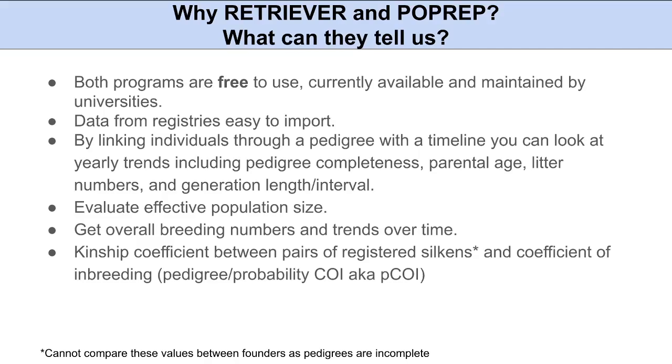We can also evaluate effective population size, get overall breeding numbers and trends over time, and we can evaluate the kinship coefficient between pairs of registered silkens and the coefficient of inbreeding, which is pedigree and probability based. But we should make a note that we can't compare kinship coefficient or coefficient of inbreeding well between founders because their pedigrees are incomplete.